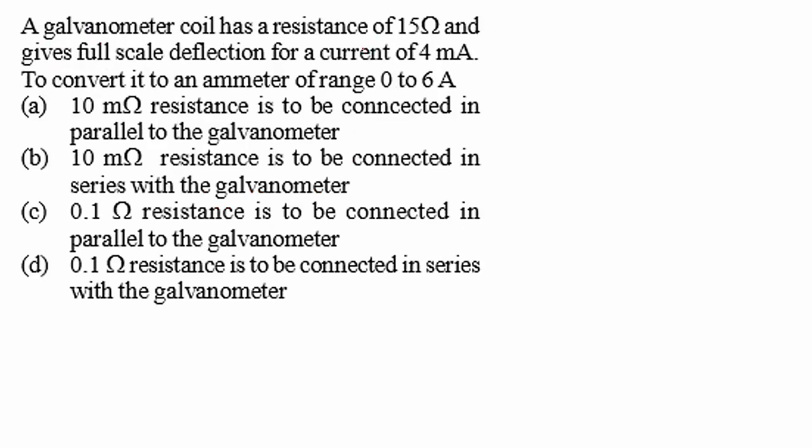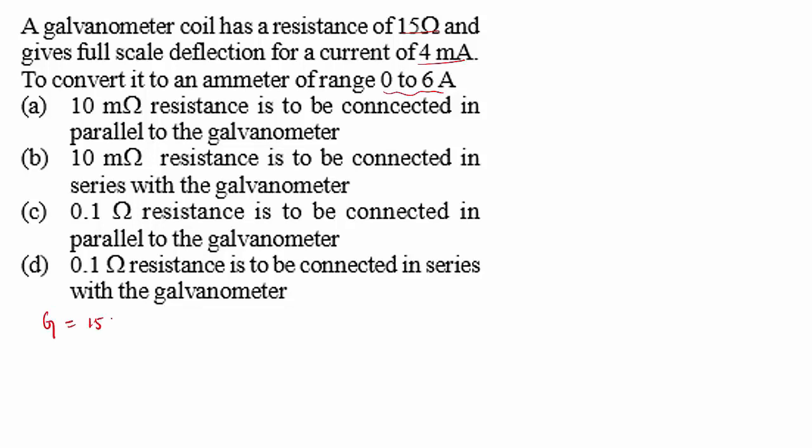A galvanometer coil has a resistance of 15 ohm and gives full scale deflection for a current of 4 milliampere. To convert it to an ammeter of range 0 to 6 ampere. You studied conversion of galvanometer into ammeter in moving charge and magnetism. Directly we can use the equation. See here, first we can write the givens.